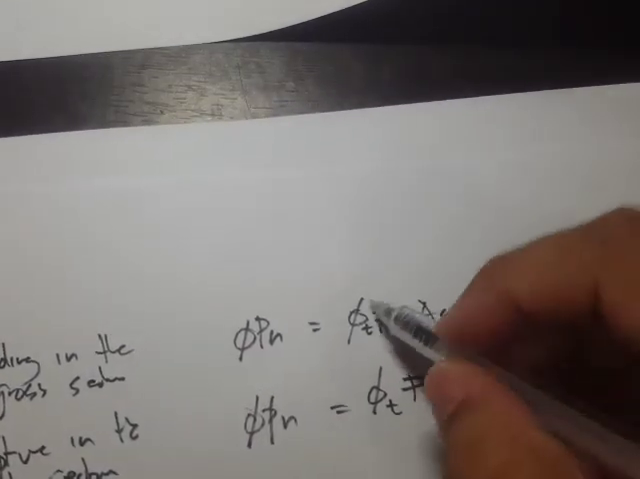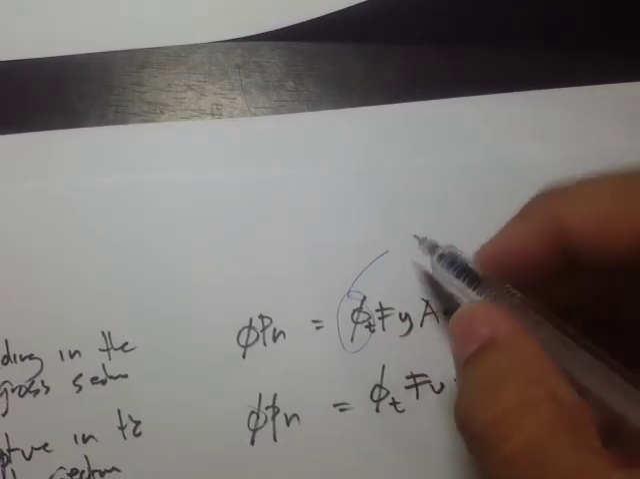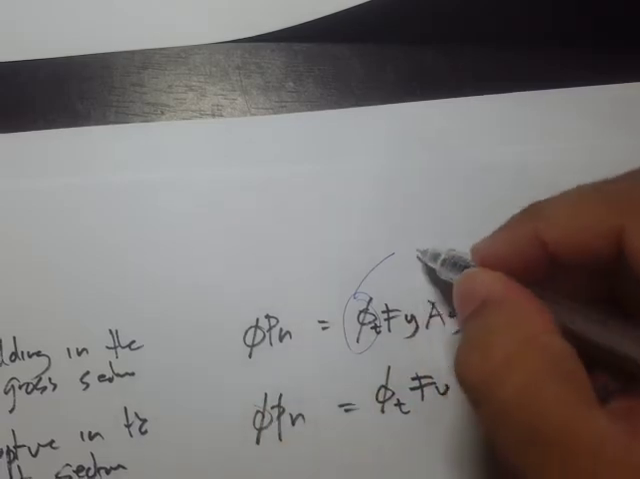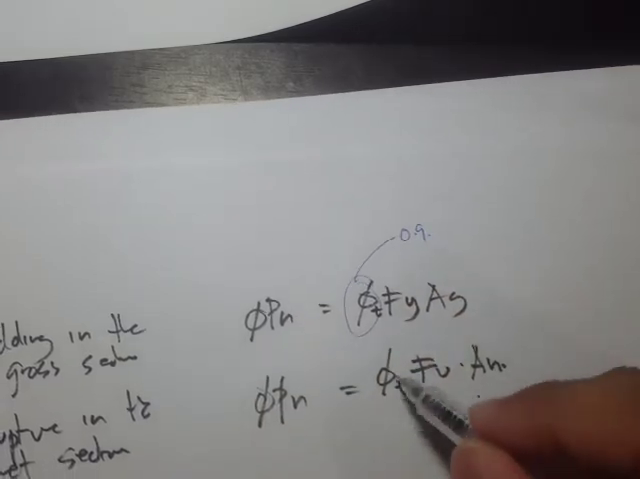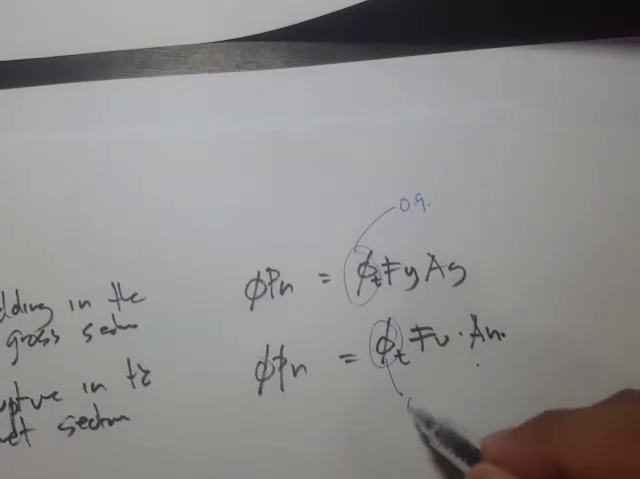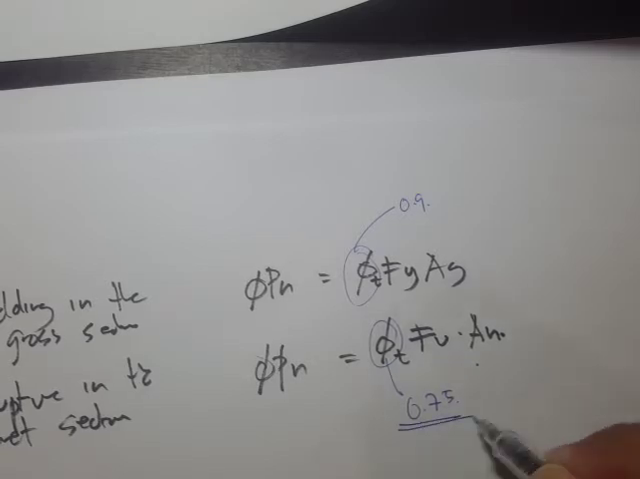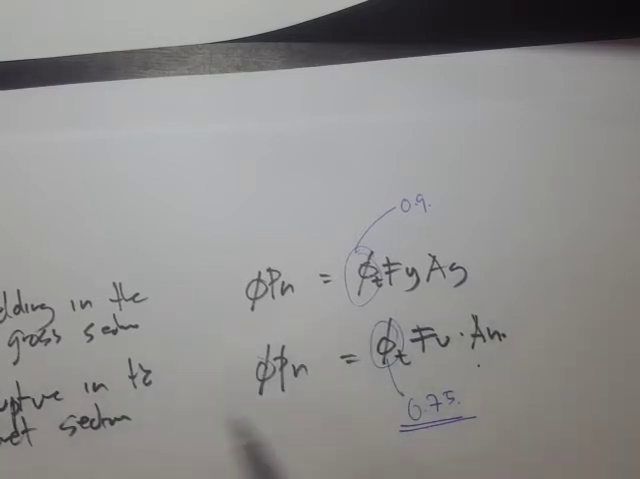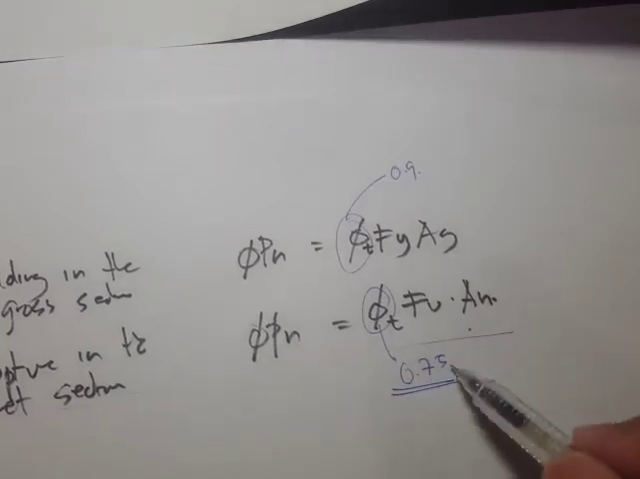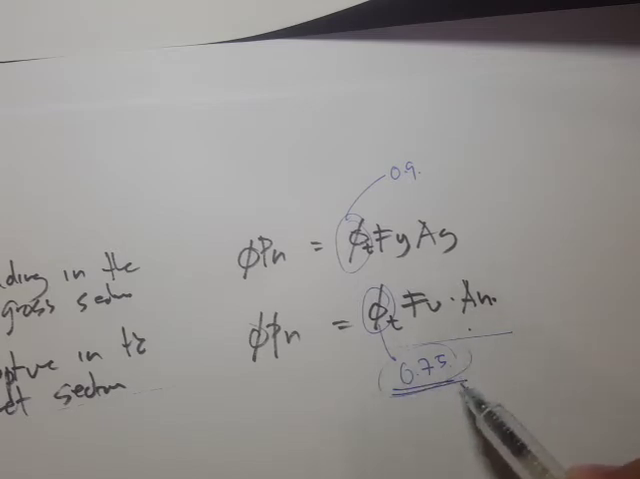Also, the reduction factor for yielding is 0.9, whereas for this one the reduction factor is 0.75. Rupture in the net section is a sudden failure, so that's why we have a much lower reduction factor.